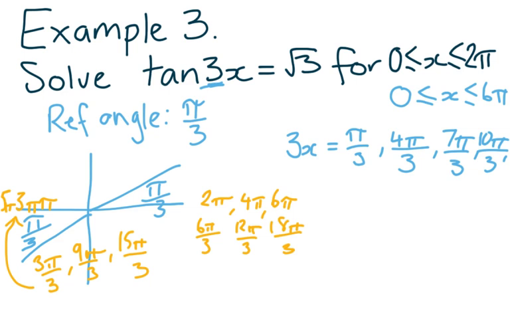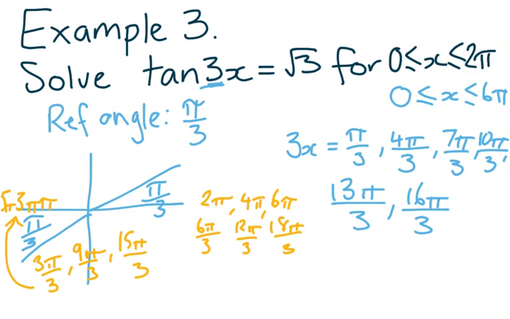The third revolution would be 12 pi on 3 plus pi on 3, which is going to give us 13 pi on 3. And the last solution would be 15 pi on 3 plus pi on 3, which gives us 16 pi on 3. So we've actually got 6 solutions for this particular question.